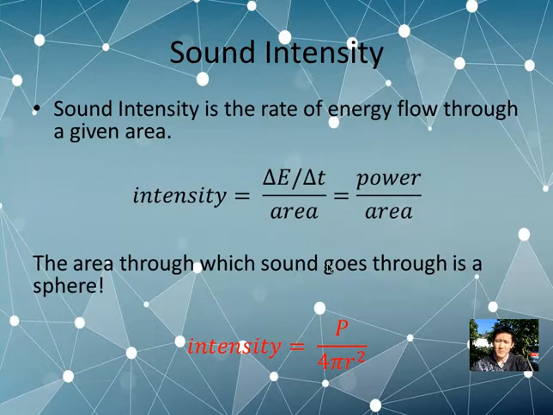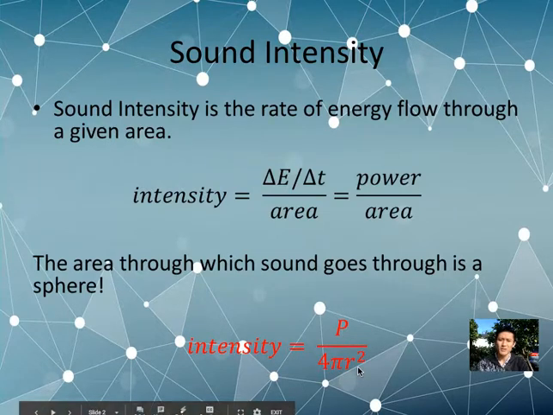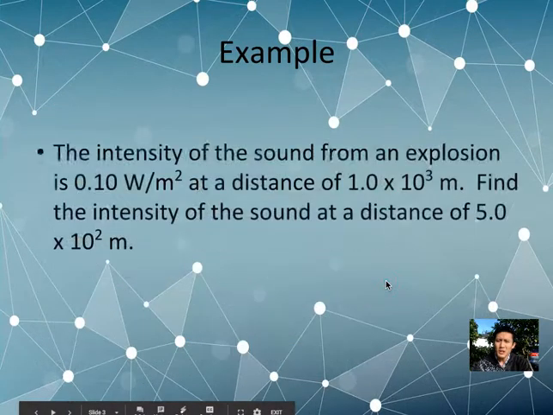Because sound expands in a spherical motion, kind of like a drop in the water makes ripples that spread out from the center, we can come up with this equation. Intensity is equal to the power divided by 4 pi r squared, or the area of the sphere that it spreads out in. And here's something that you might see on your quiz.